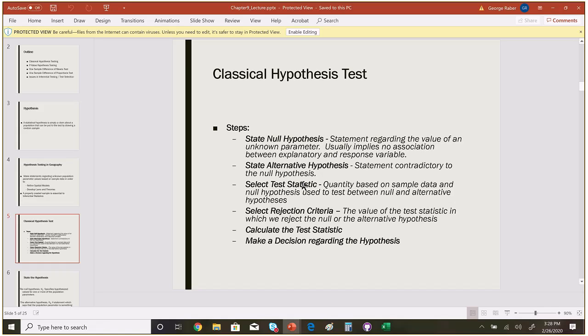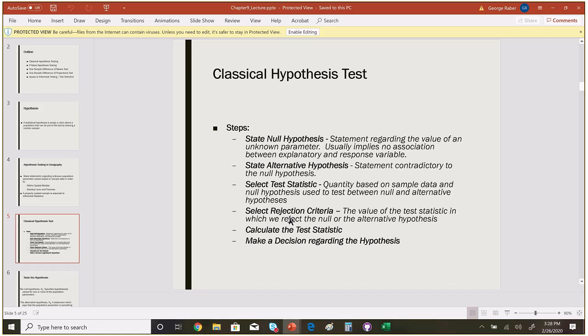And so the next thing that we need to do is select a test statistic. The test statistic is the quantity that we're going to derive from our sample data and test between the null and the alternative hypothesis, like the mean. Lots of times it's the mean. It could be the total.